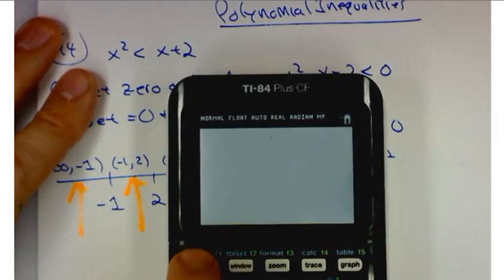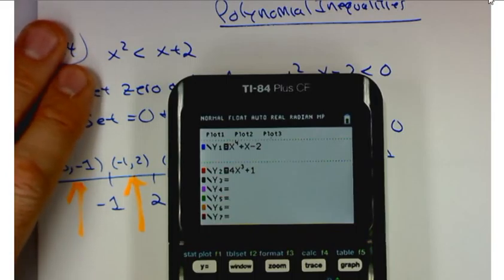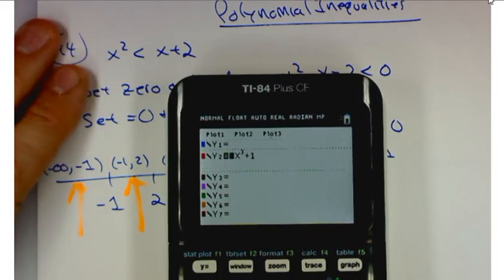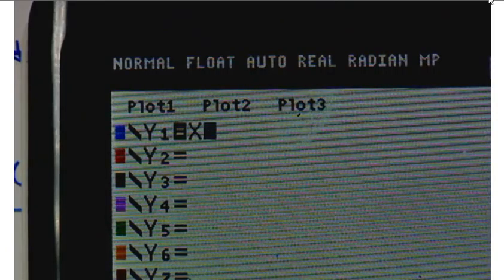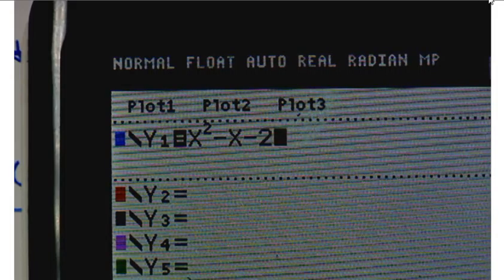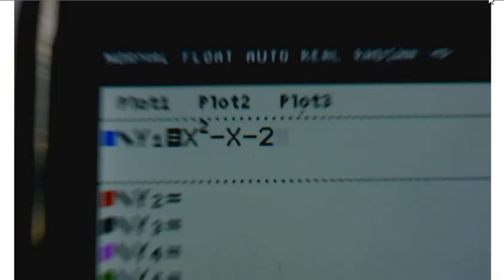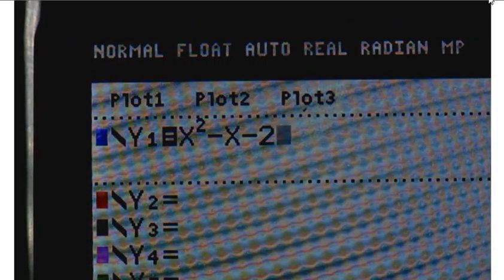All right, so hit the y equals key. If there's anything there, then clear it out. So we've got a couple things here. And let's enter in the equation. X, and then hit the squared key, minus x minus 2. So we'll enter in that equation.